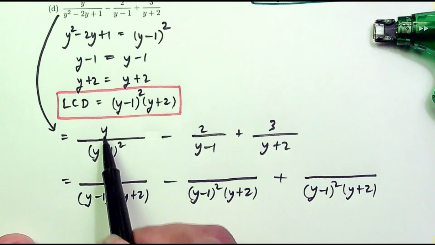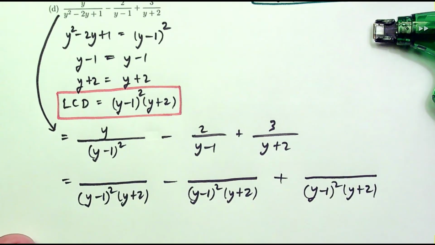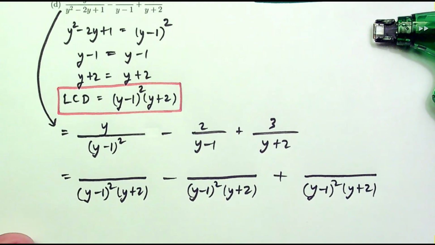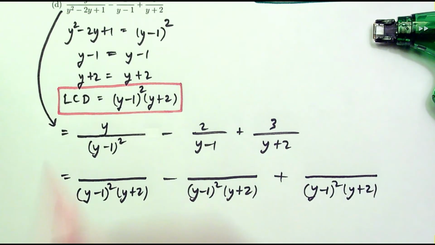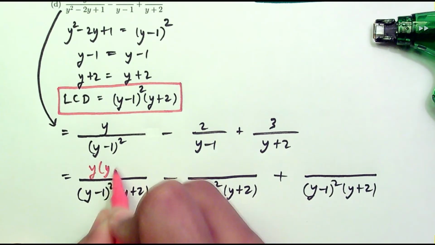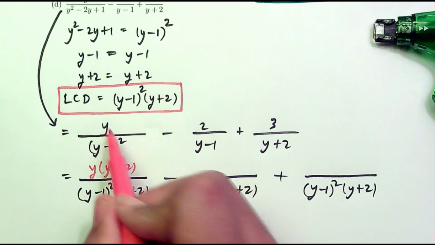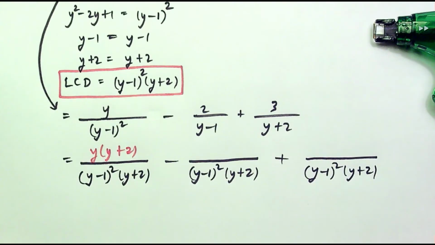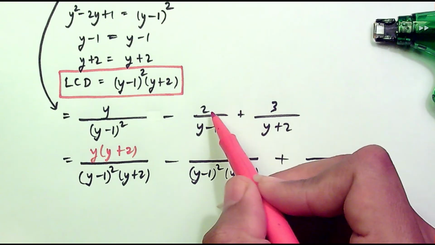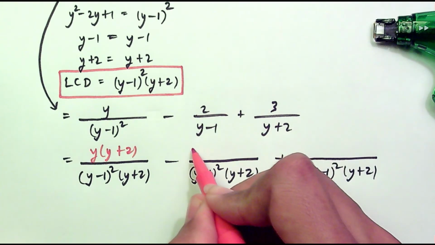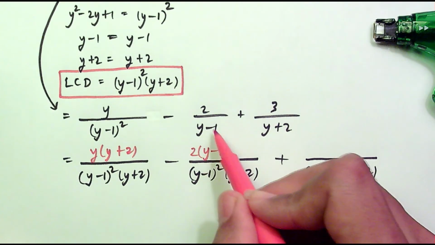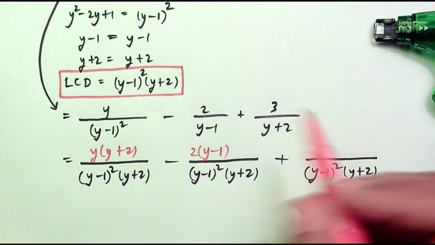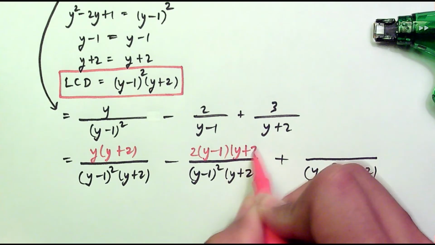Okay, what is missing from this one is a y plus 2. So that means you need to multiply top and bottom by y plus 2. So the top is going to become y plus 2. So I'm multiplying the top by y plus 2. This one, what is missing? I'm missing a y minus 1, because I need to have y minus 1 squared, and I already have one, and a y plus 2.